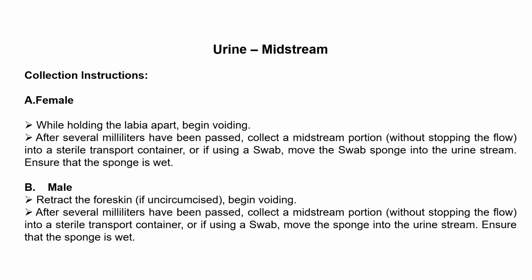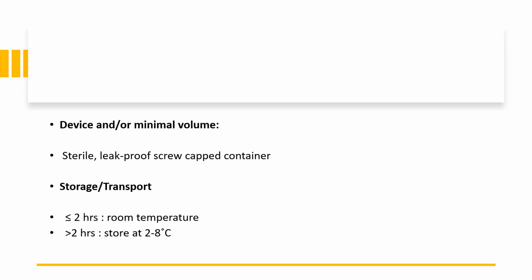For males, the instructions include retract the foreskin, begin voiding. After several milliliters have been passed, collect the midstream portion without stopping the flow into a sterile container, or if using a swab, move the sponge into the urine stream. Ensure that the sponge is wet. Collect the urine in a sterile, leak-proof screw cap container. If it is less than 2 hours to transport, hold it at room temperature. If it is more than 2 hours, store at 2 to 8 degrees Celsius.